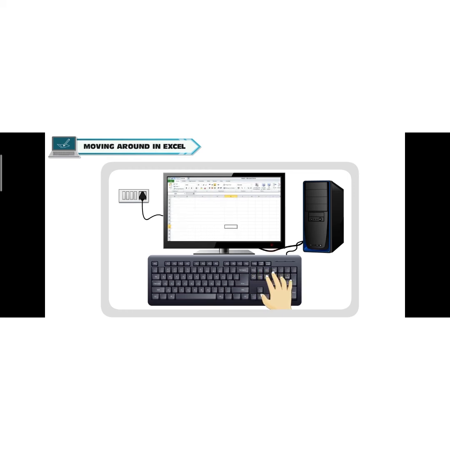Page Up moves up one screen. Page Down moves down one screen. To move to the first cell of the current row, press Home. Control plus Home moves to the first cell in the top row, which is A1. Control plus End moves to the last column of the last occupied row.